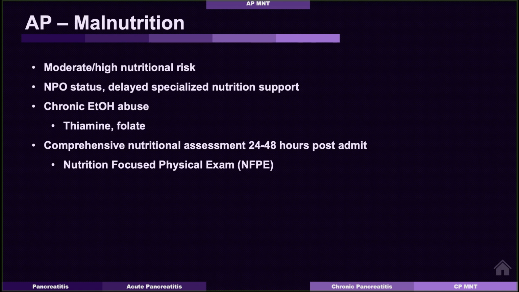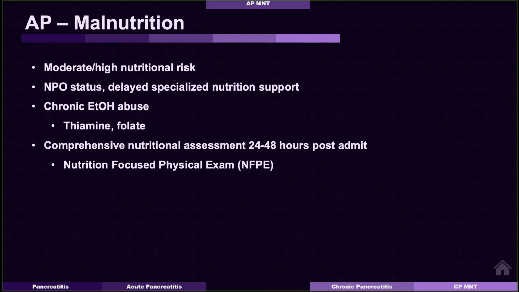NPO status has typically been standard protocol for this population. The idea is to give the pancreas rest. Do not stimulate exocrine secretion, exocrine function, until the pain subsides. But what we're seeing now in the literature is that this population could still receive enteral nutrition, and we found that it doesn't really depend where, but that they are receiving enteral nutrition more.